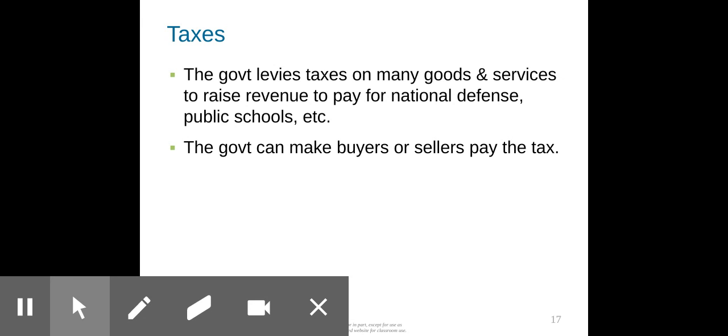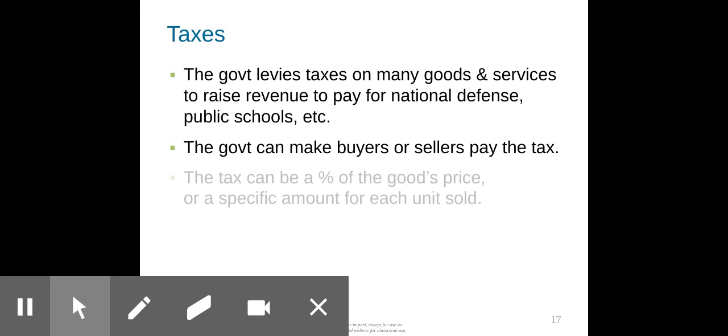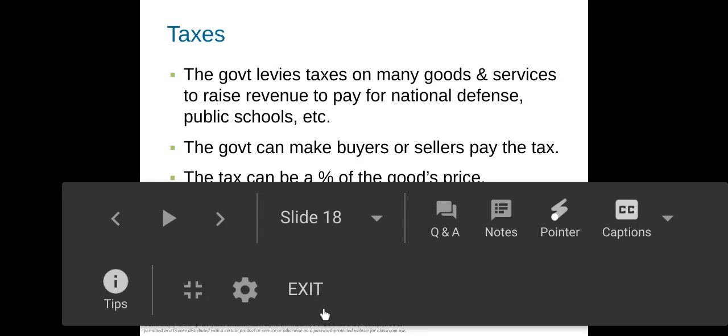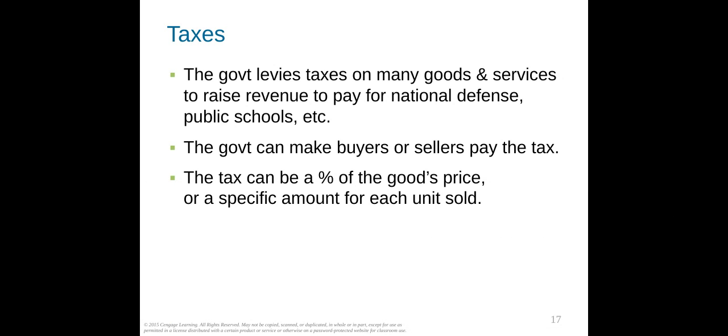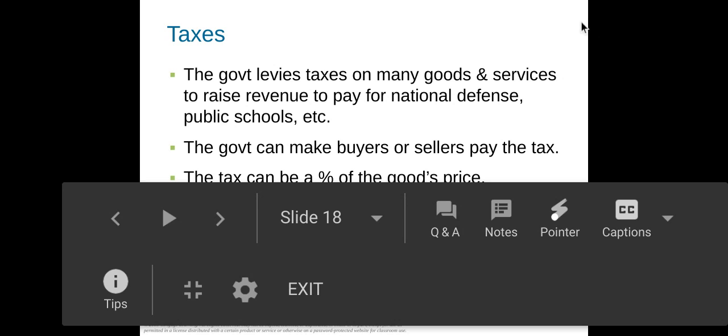The government can make buyers and sellers pay the tax. They can choose which side gets it. And the tax can either be on a specific good, or it can be a percentage, or it can be a per unit tax. So we're going to look at per unit taxes because it makes life a lot easier for us.